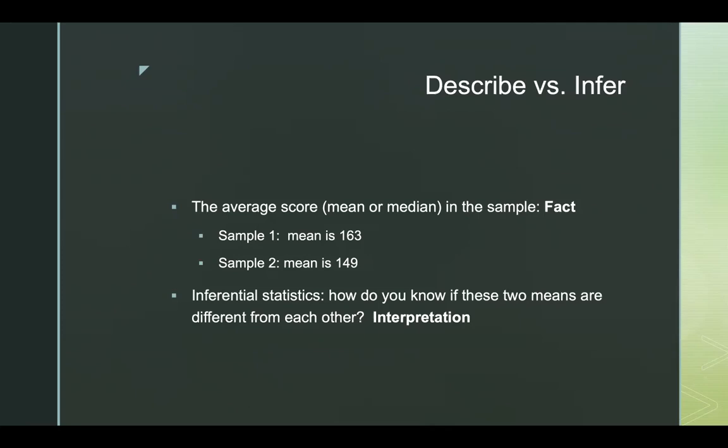How do you know if these two average scores or means are really different from each other, or are really kind of more the same? Well, that really depends on what the whole sample looks like. So you can't use descriptive statistics to tell you if those two means are the same or different, or similar or different. You need to use inferential statistics. So you're interpreting or telling what the meaning is using inferential statistics as opposed to just stating facts. That's another way of looking at the difference between a descriptive statistic and an inferential statistic.